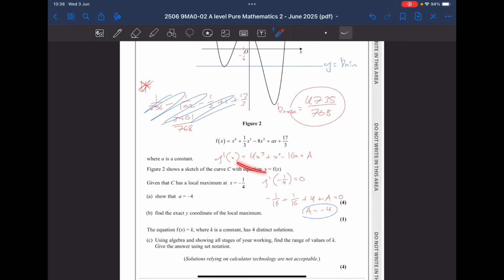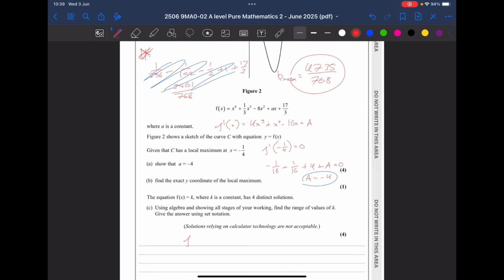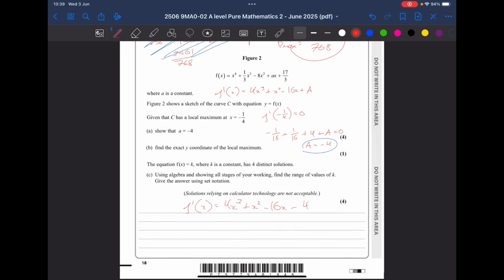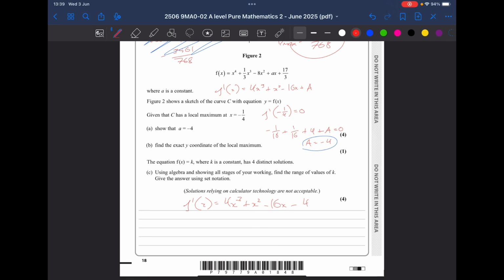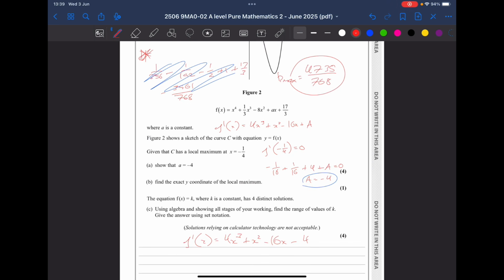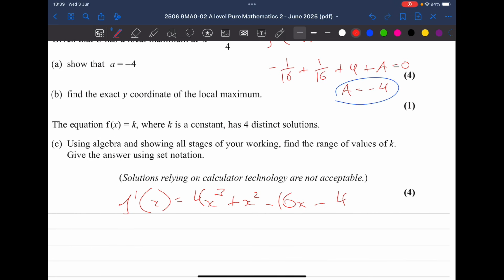We had f dash of x, and the a that we found was minus 4. So we have our equation, which we could just rewrite. f dash of x is 4x cubed plus x squared minus 16x, and then minus 4 for that a. We want to factorize this. Well, we want to solve it equal to 0. So effectively factorize it. We knew one solution is at minus a quarter. So one bracket here is 4x plus 1.